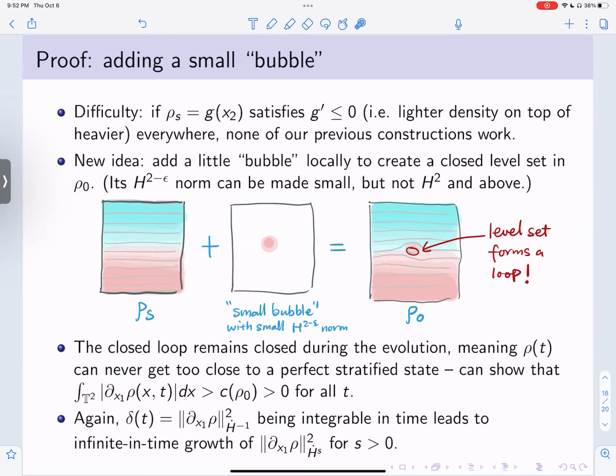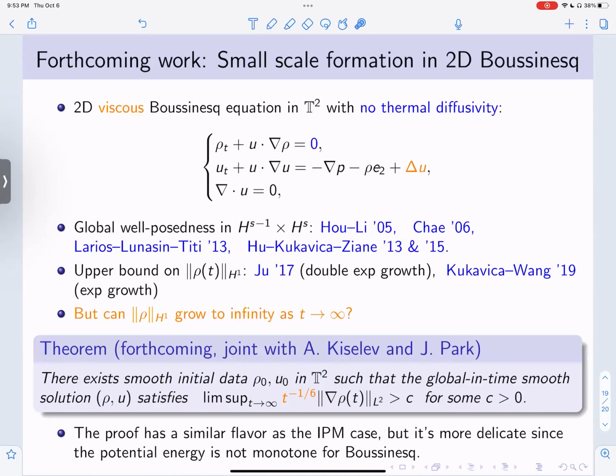Overall, all the previous proofs of nonlinear instability in fluids are usually done by linearizing the equation, proving the instability for the linearized equation, and then upgrading it to a nonlinear one. But we want to try a different approach that is more of this variational flavor, where we heavily use this monotone quantity, the energy function. So that's our result for the IPM.